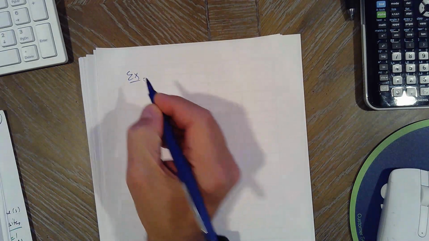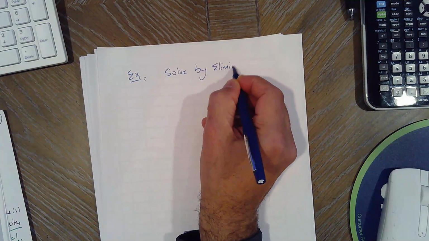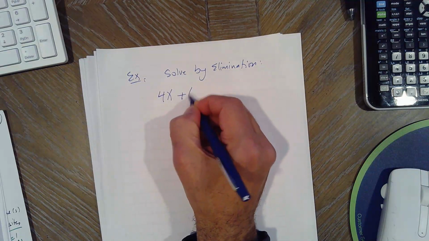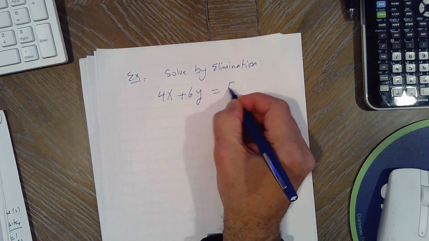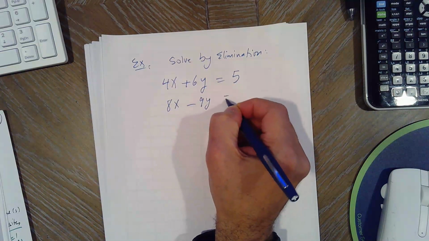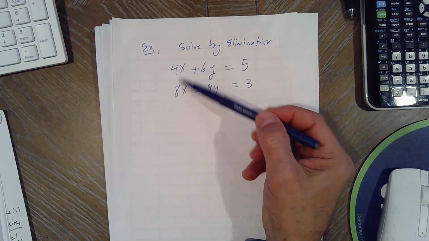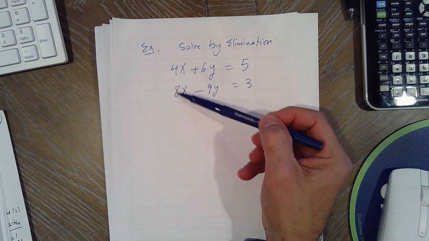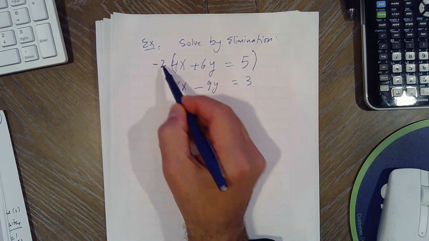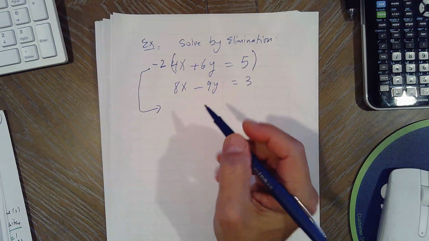Solve by elimination. Elimination or addition, the same thing. 4x plus 6y equals 5. 8x minus 9y equals 3. So it looks like it's easier to get those values to be opposites than these. We're going to times the top equation by negative 2 to make it negative 8x, because we already have an 8x. Let's do the math over here.